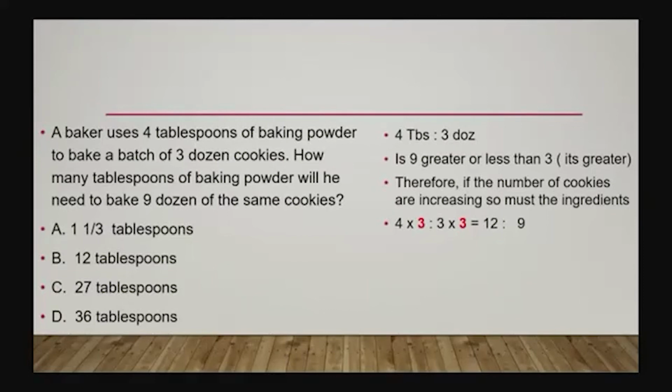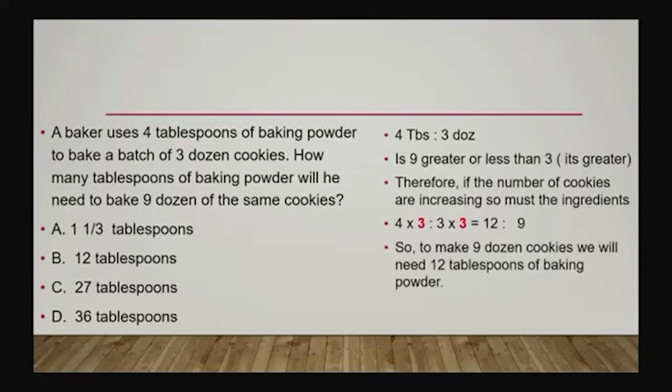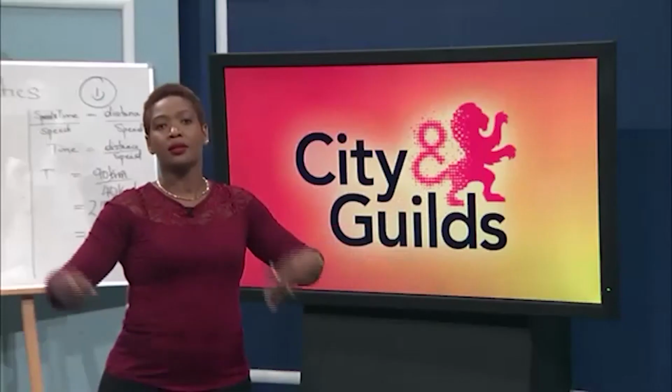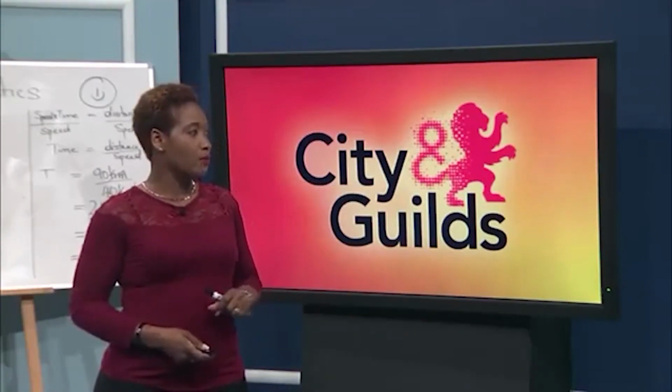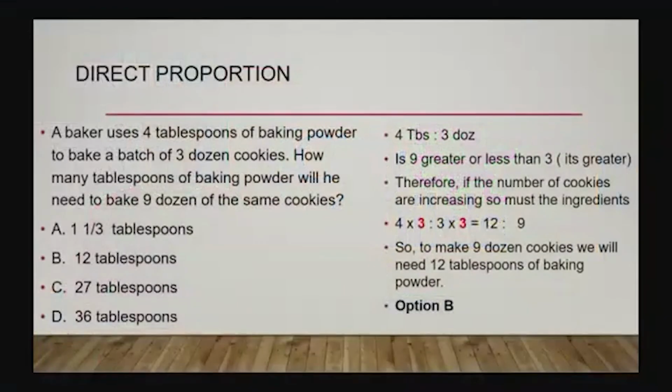being multiplied by 3. So 3 threes gives us 9. You also multiply your 4 by 3, gives us 12. So your new ratio is 12 to 9. That means you need 12 tablespoons of baking powder to bake 9 dozen cookies. And it stands to reason. You use 4 tablespoons for 3 dozen, you must use more tablespoons for more dozens. Option B, and this is direct proportion because as one is increasing, so is the other.